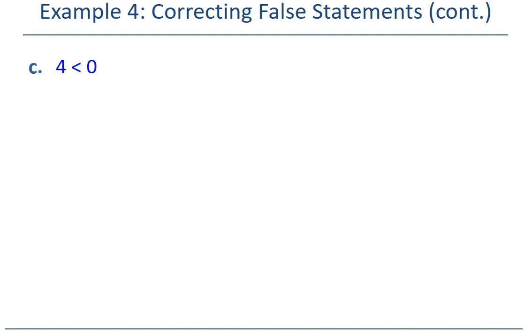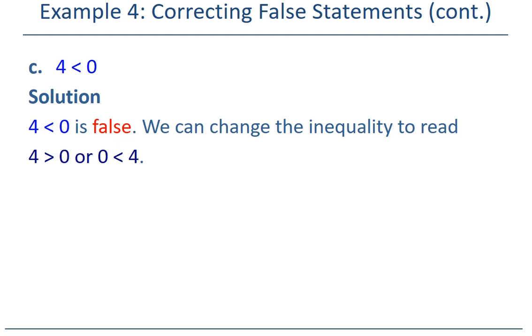Now, how about if a statement is false? How do you correct something like this? Well, 4 is not less than 0. So you could correct it by reversing the inequality sign. 4 is greater than 0. Or you could rearrange the order also. Put the 0 on the less side and the 4 on the greater side.